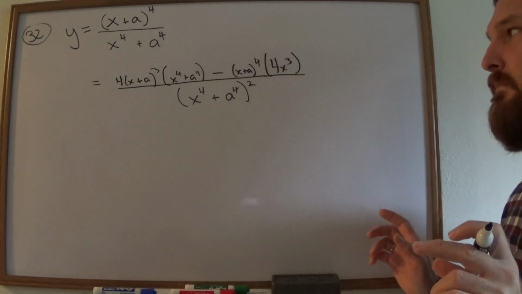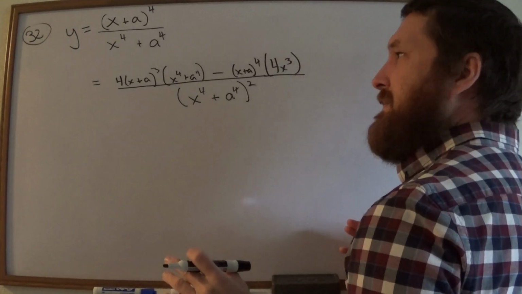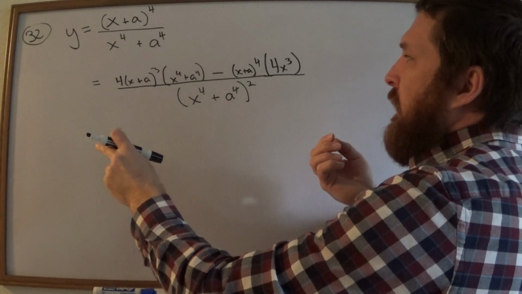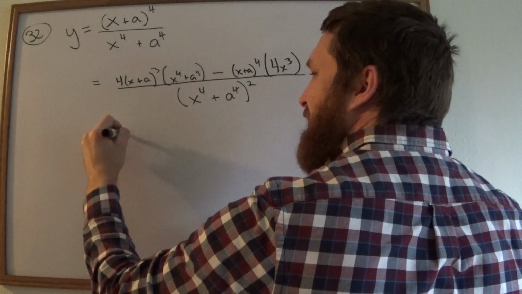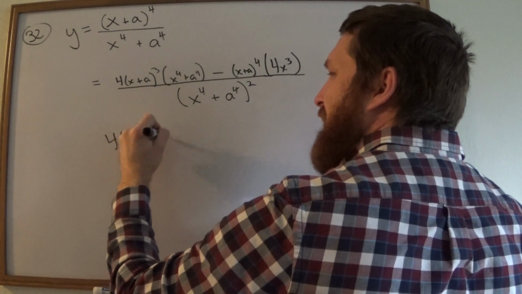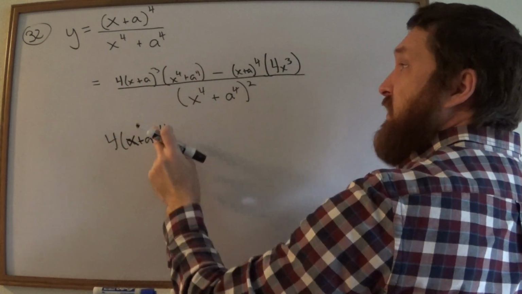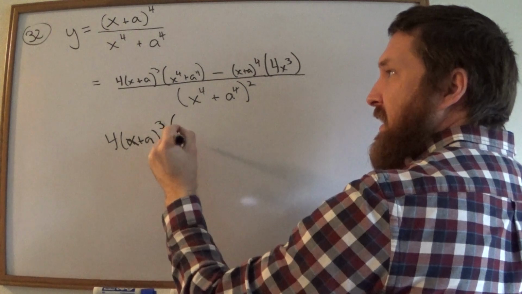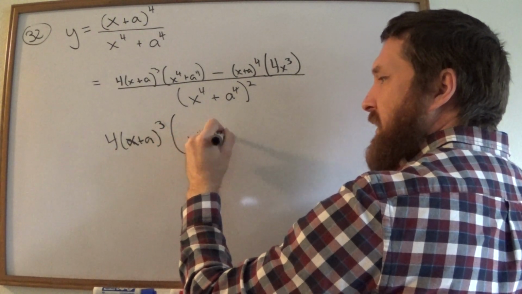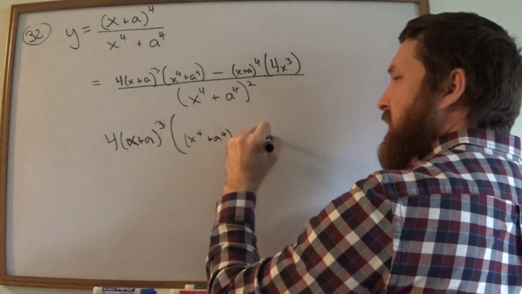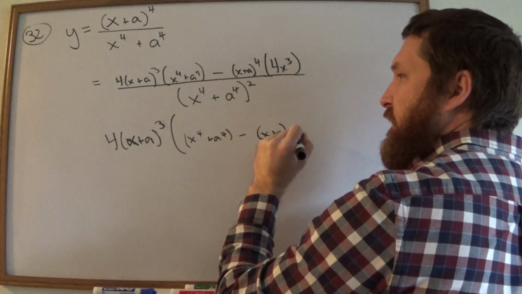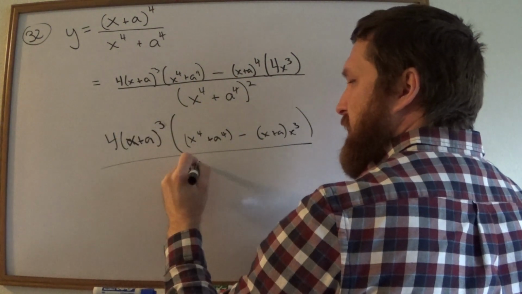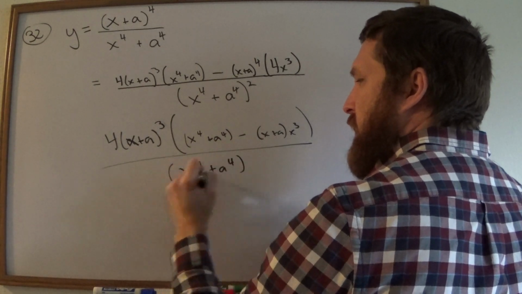You can factor out a bunch of stuff. You could factor out the 2x plus a to the 3rd. You could factor out a 4, but not out of there. And so now we have x to the 4th plus a to the 4th, minus one of those is left, 2x plus a, now out of that we can just factor 4, but now it's just x to the 3rd. Okay, x to the 4th plus a to the 4th quantity squared.